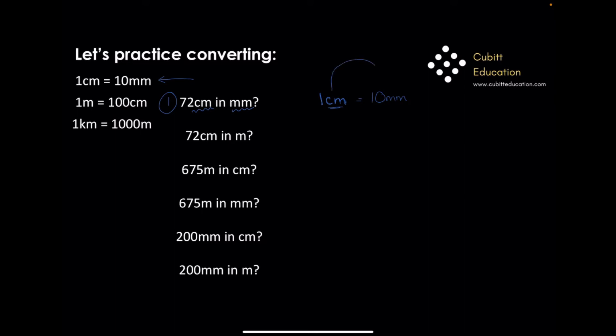And I can draw some arrows, and they must go clockwise. They must go in this direction. Okay, this one. Times goes at the top and divide goes at the bottom.